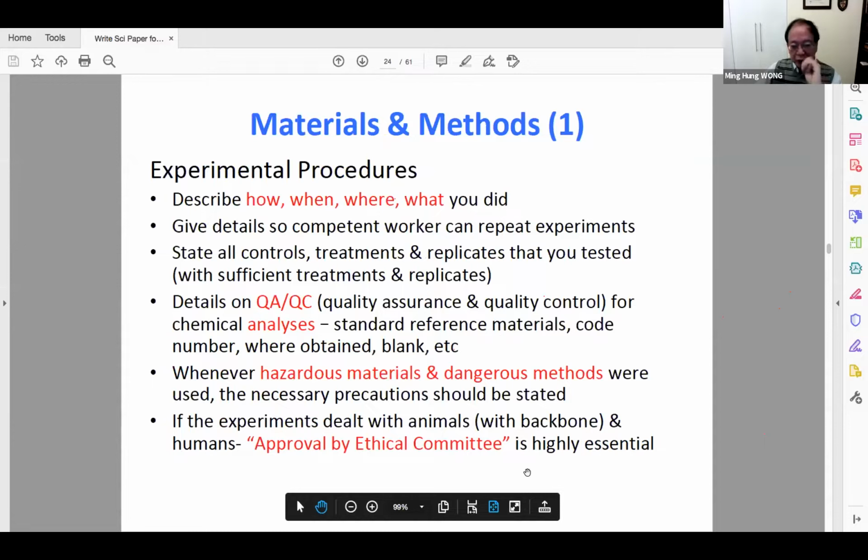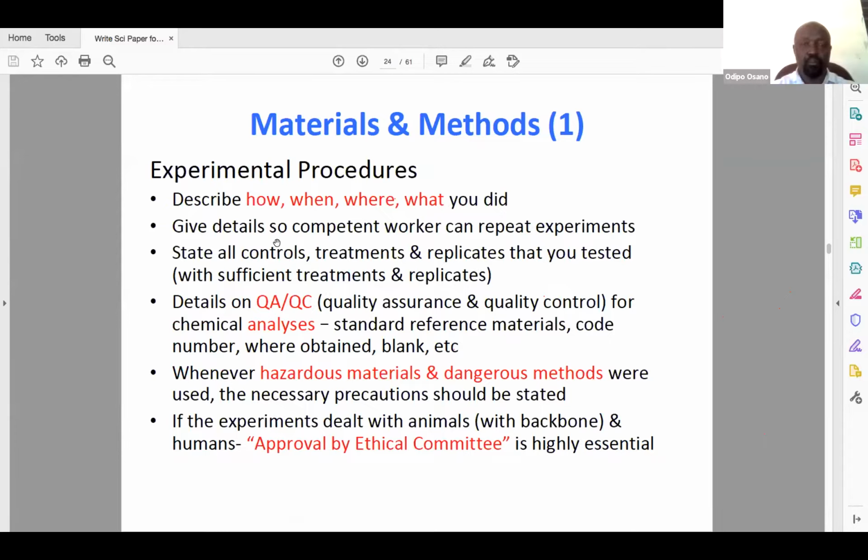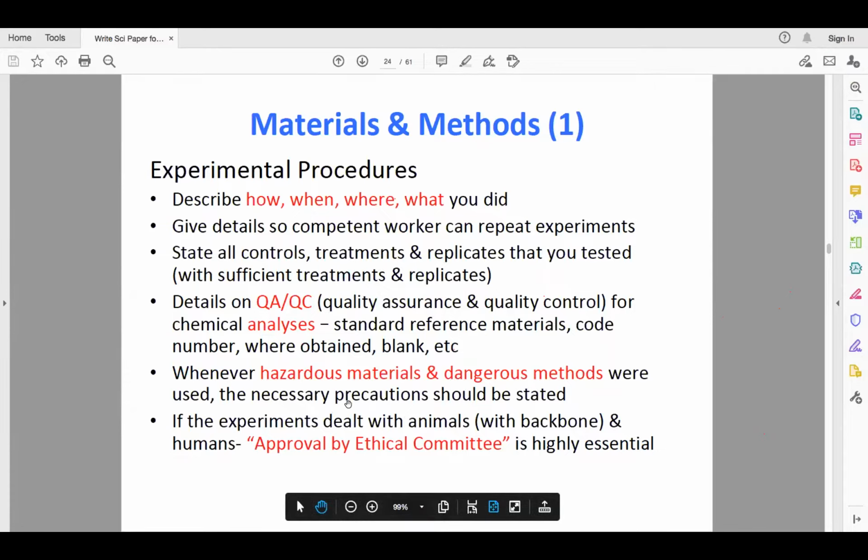Materials and methods, for experimental procedures, I think we should describe how, when, where, and what you did. You should give details so a competent worker can repeat your experiments. For the materials and methods, I think we should state all the controls, all the treatments. I think enough replicates would be very important. State the QA/QC for chemical analysis, the standard reference materials and code number you use, where you obtained blank samples, and so on.